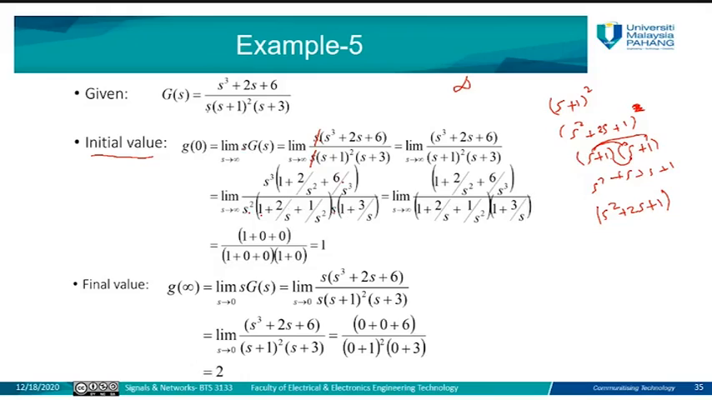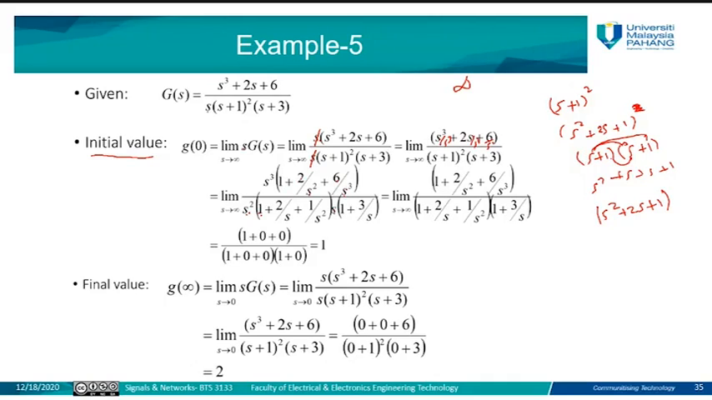So the total will be s cubed, and we are going to divide the numerator by s cubed in this case, because the highest power is s cubed. I divide it by s cubed, I divide it by s cubed, I divide it by s cubed. So I have 6 over s cubed.